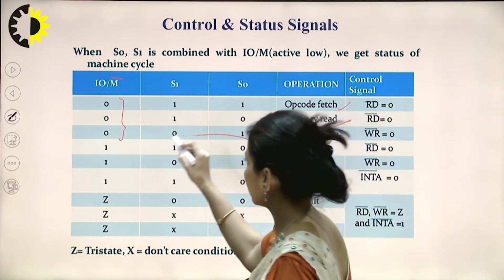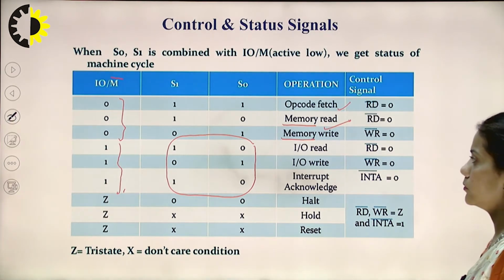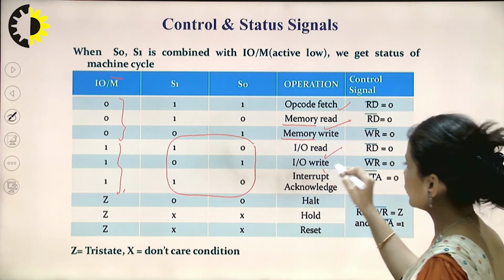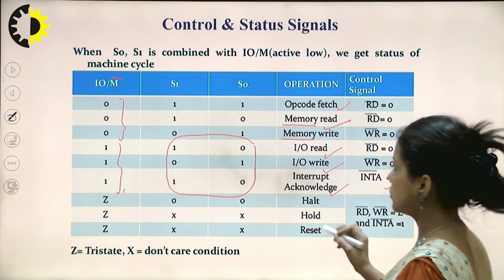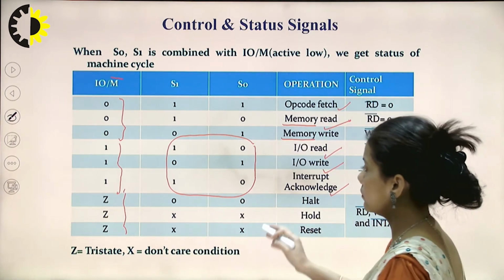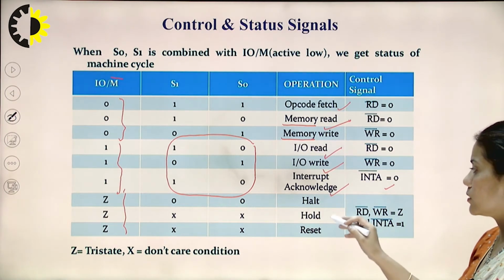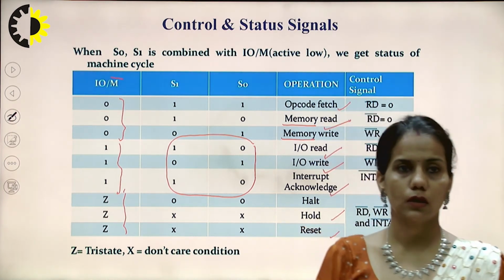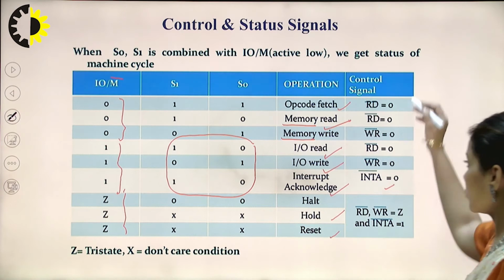Again the same condition follows with the input output part. So this indicates input output read, this combination indicates input output write, this combination indicates interrupt acknowledgement, INTA. And now this is the high impedance state. So whatever the data is here, under S0 and S1, this will give halt condition, this will hold, and this is reset. So this is how all the control and status signals indicate one or the other operation, and these are the controlling signals.